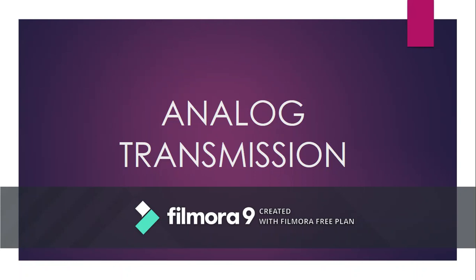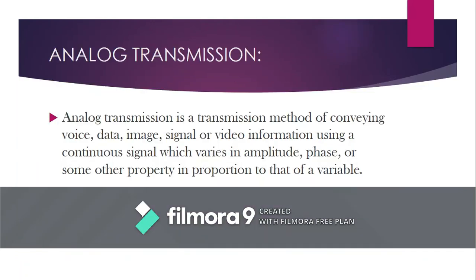So today we are going to learn about analog transmission and analog to analog modulation. So what is analog transmission? Analog transmission is a transmission method of conveying voice, data, image, signal or video information using a continuous signal which varies in amplitude, phase or some other property in proportion to that of a variable.